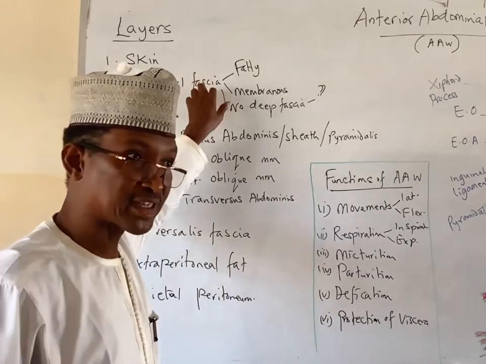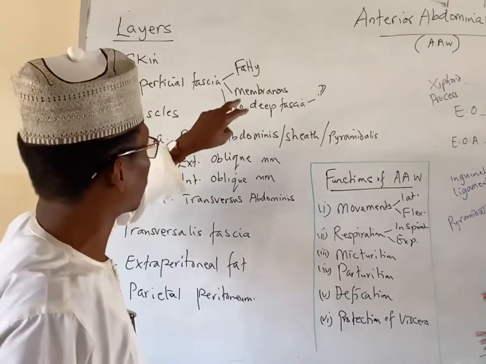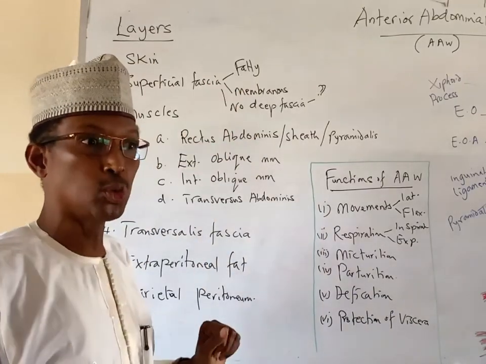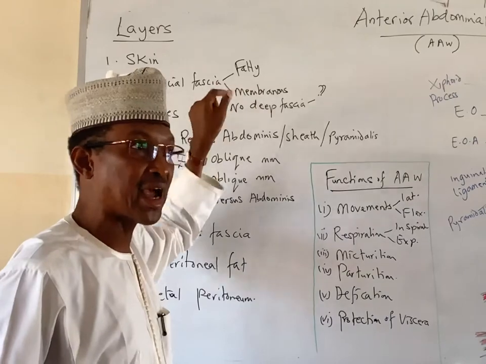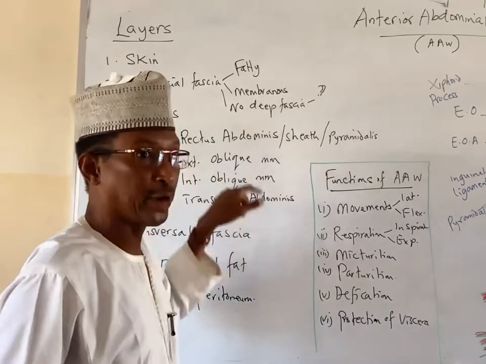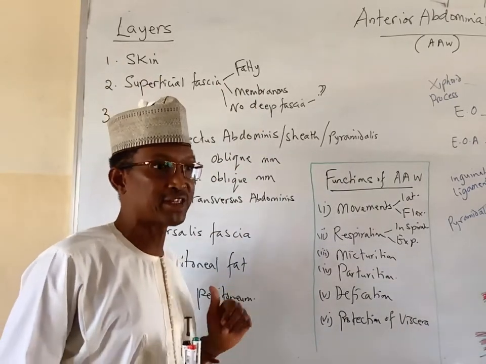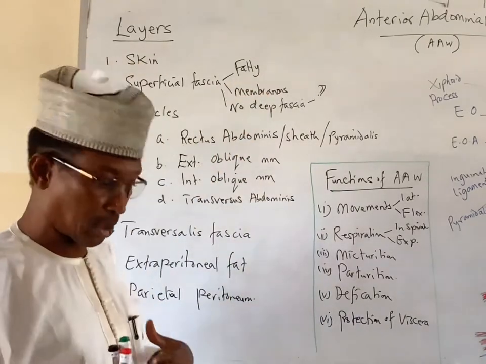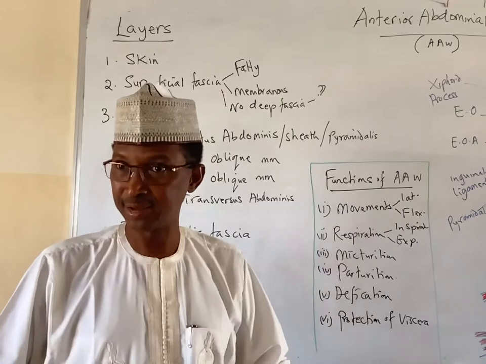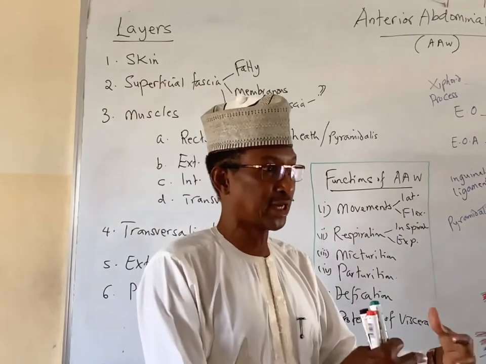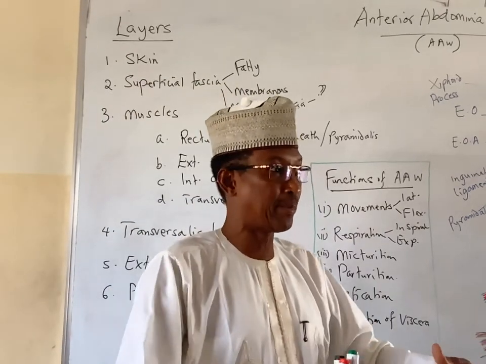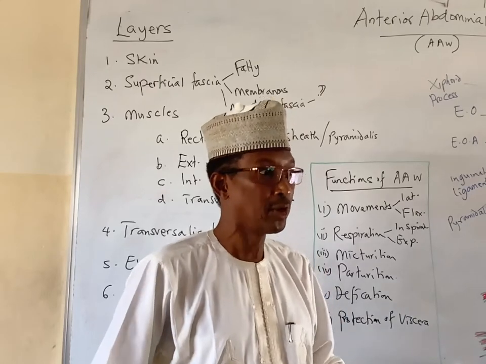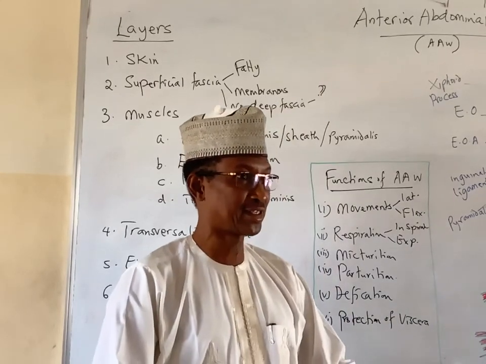The superficial fascia there is divided into two layers. That is what you call the fatty superficial fascia, and then there is what we call the membranous superficial fascia. The fatty superficial fascia is the one you are going to see in those big alhajis, those people with billions of naira and what have you. You see the belly is big like this.